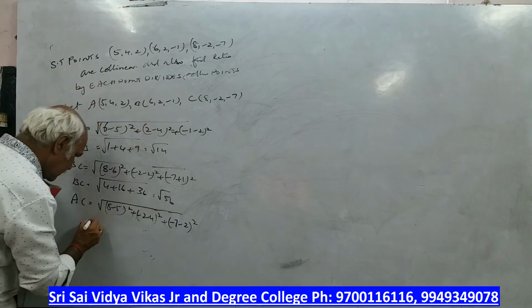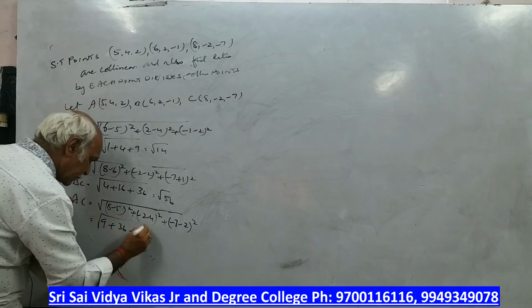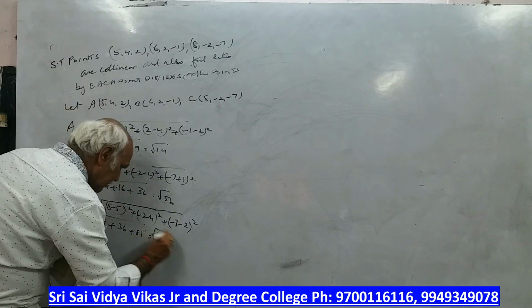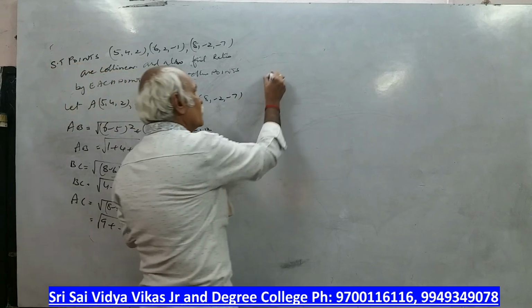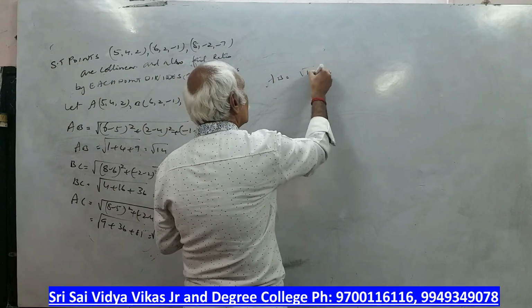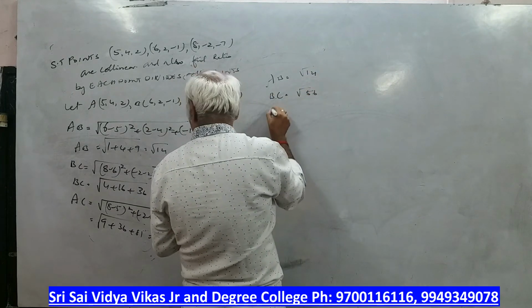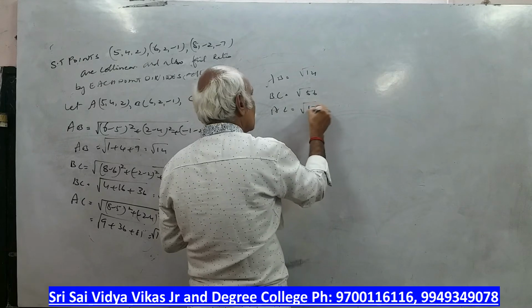So this becomes 9 plus 36 plus 81, 126. So I write here the values. AB is equal to root 14. BC is equal to root 56. AC is equal to root 126.